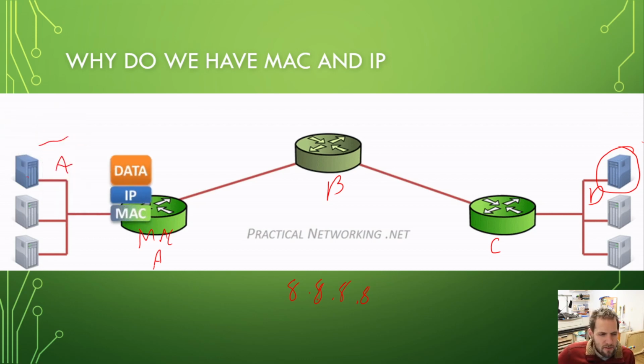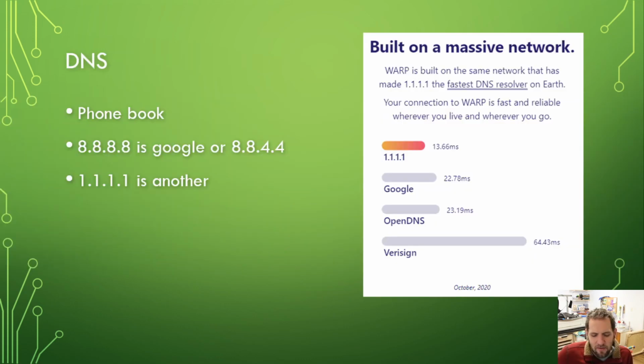Next we have DNS. DNS is a Domain Name System. I like to think of this as a glorified phone book. This maps URLs to IP addresses. So when you go in your web browser and say go to google.com.